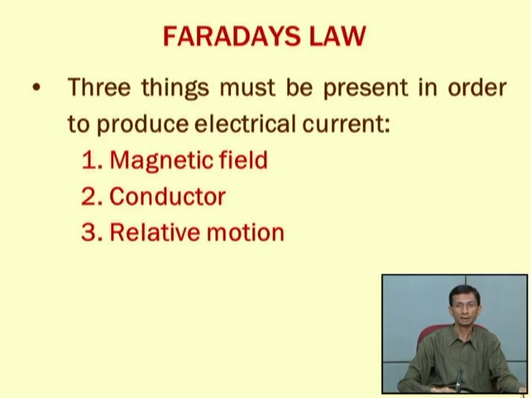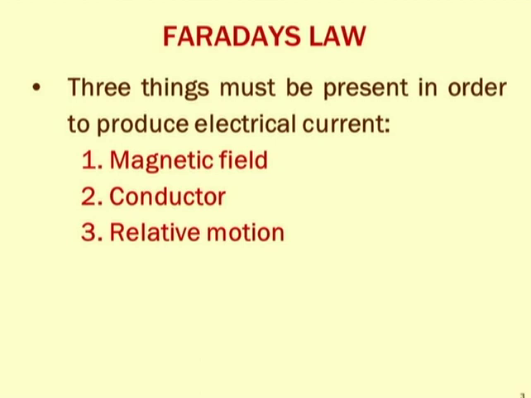Relative motion between the magnetic field and conductor. If the magnetic field is there, the conductor is there, but there is no relative motion, that means current cannot flow through the conductor. You already know that Faraday's law of electromagnetic induction is E equals minus n d phi by dt, where n is the number of turns and E is the EMF induced. If the EMF is induced in a coil and the coil is closed, that means either connected with a load or shorted at its end, then some current will pass through the coil.